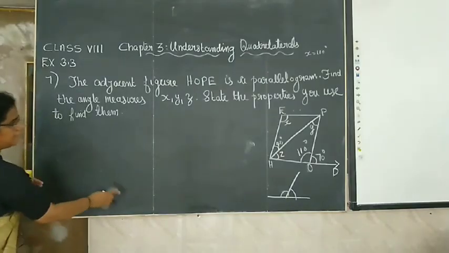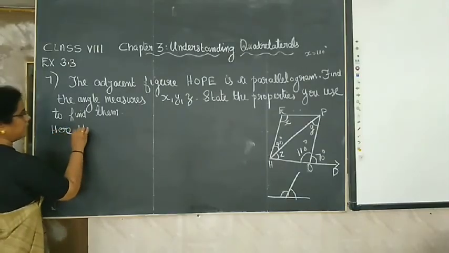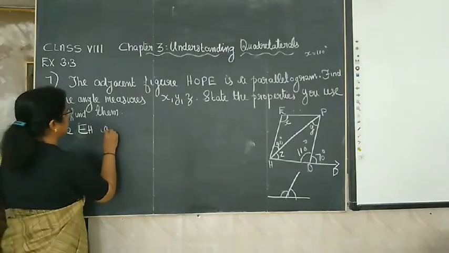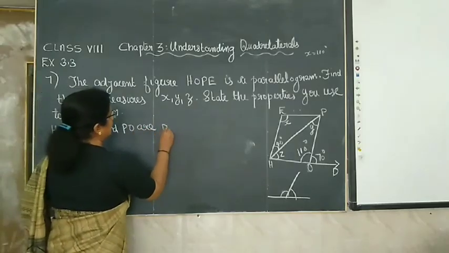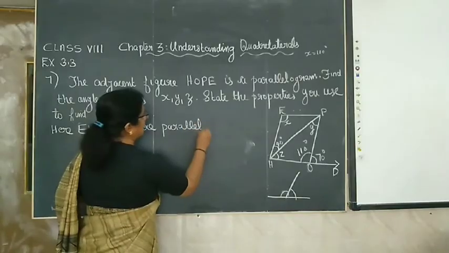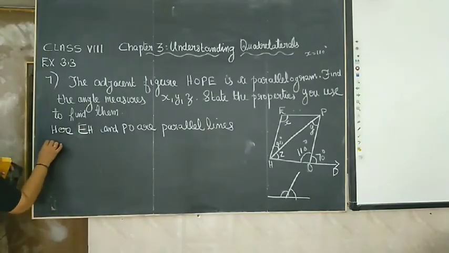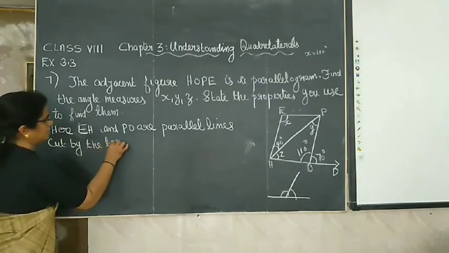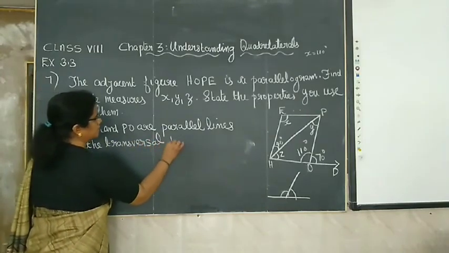Now consider the lines HE, SP and EH. Here EH and PO are parallel lines cut by the transversal PH.